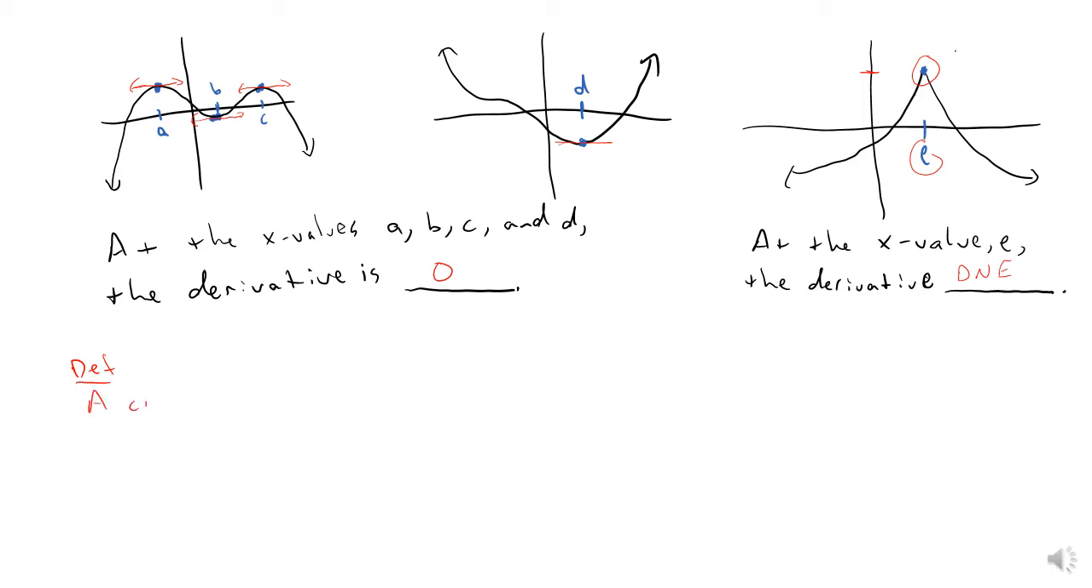A critical number of f is some number c in the domain of the function, in the domain of f, where either the derivative is 0 or the derivative does not exist.